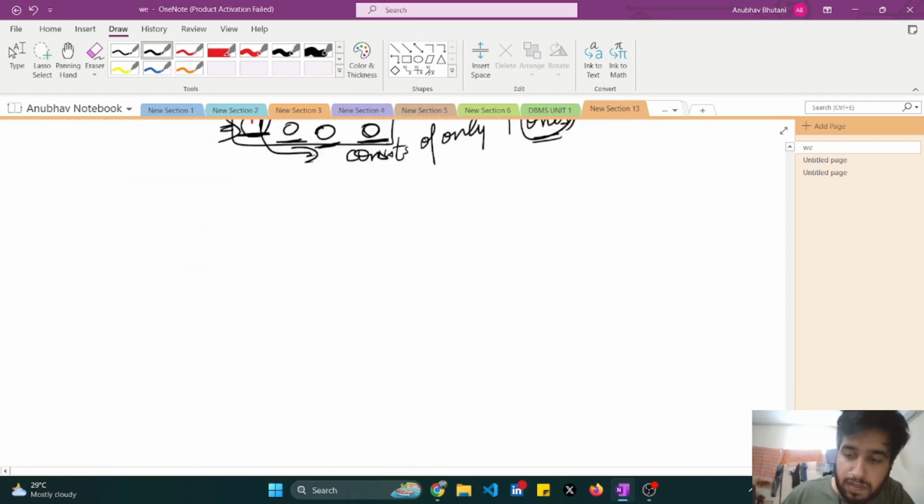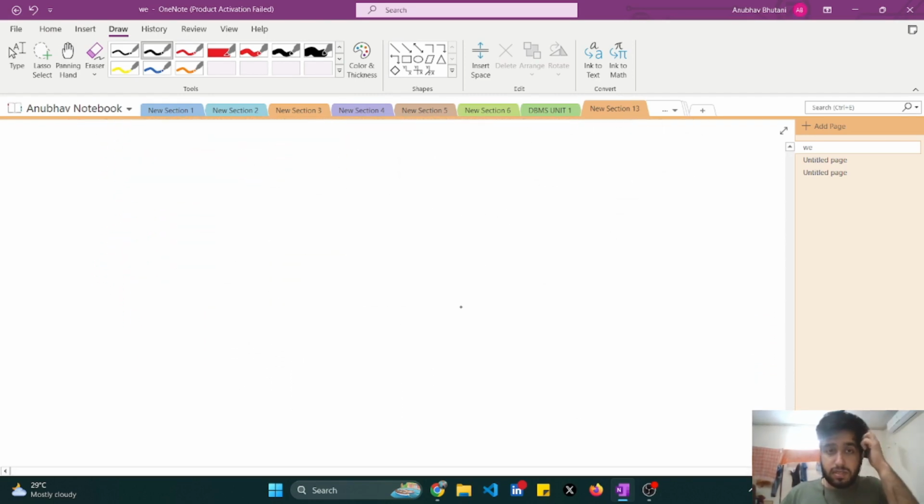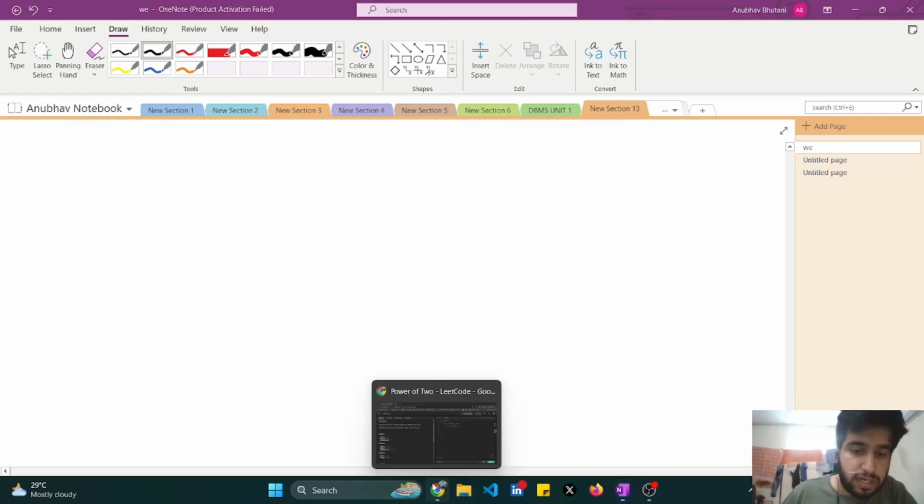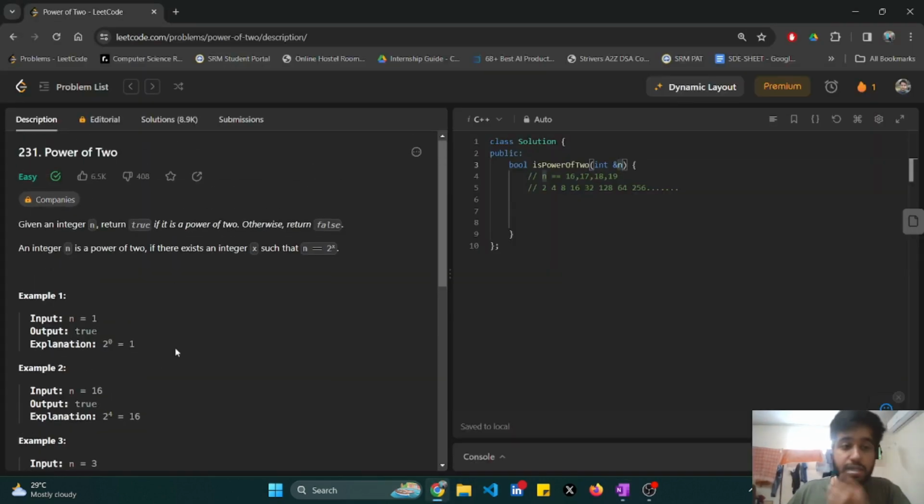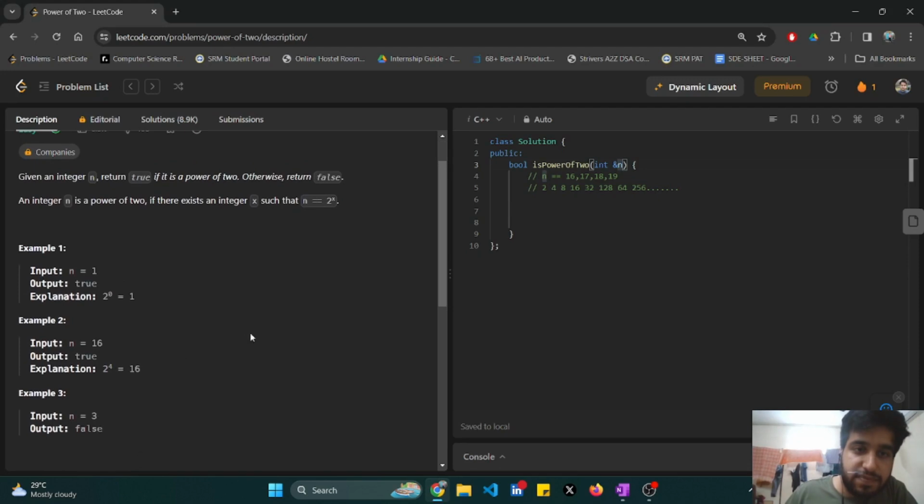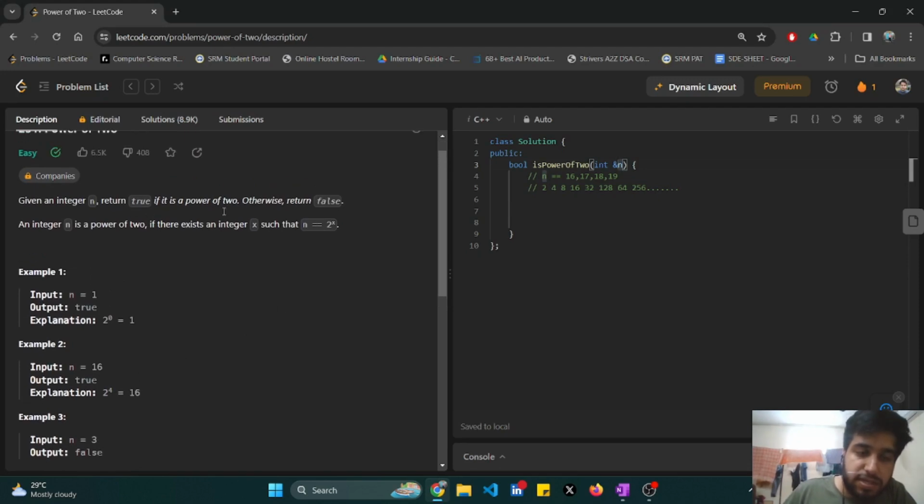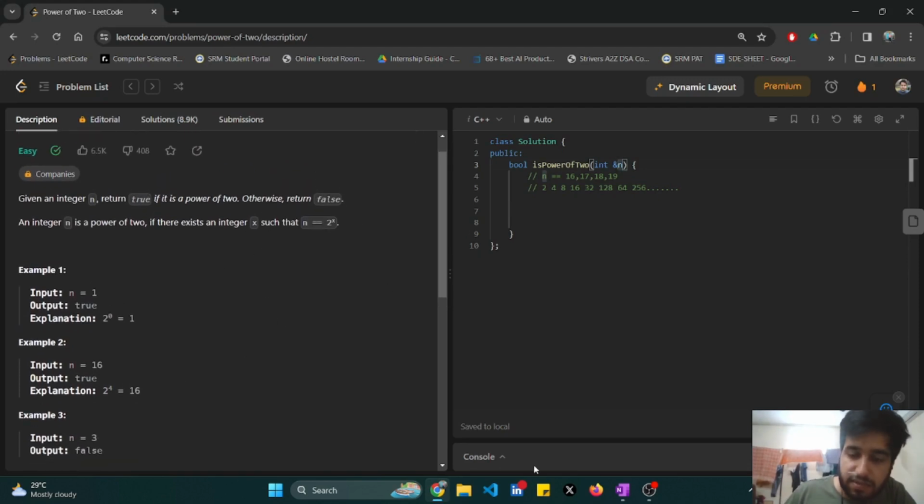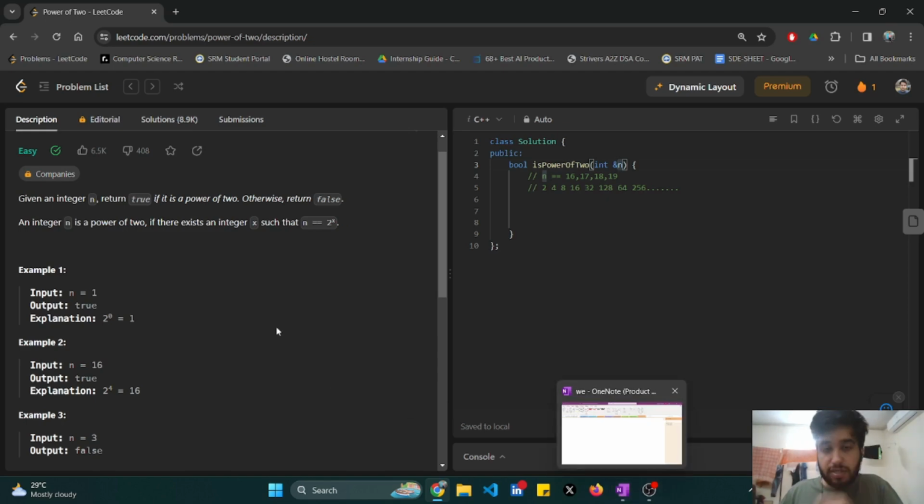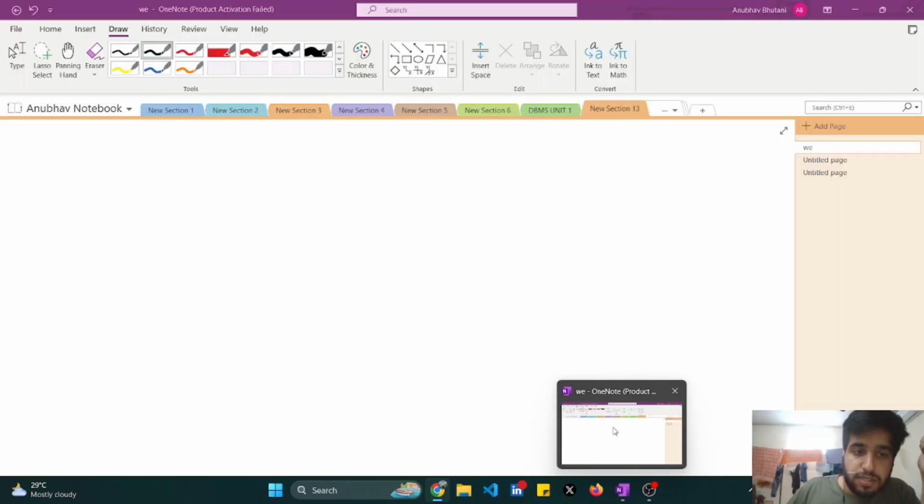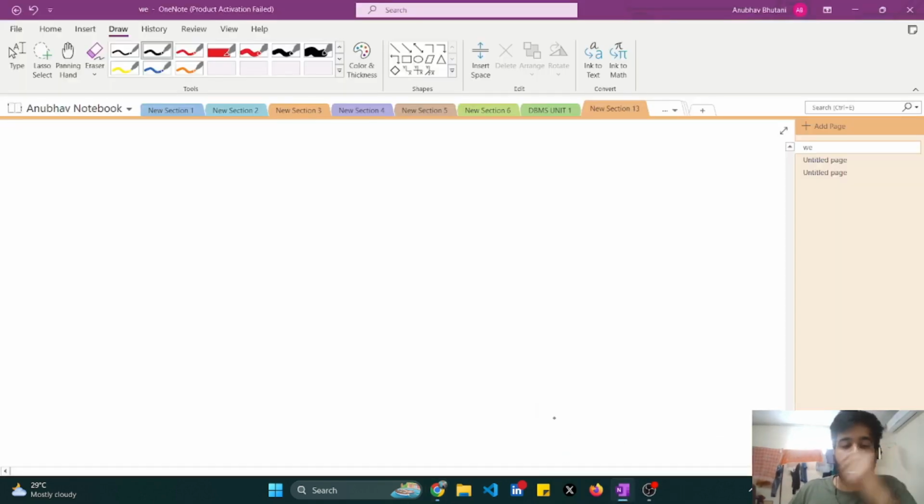Binary representation of a number. Now I'll go back to the question, and what it says is we have to just return true if it is a power of 2, otherwise false. So I'll try to use this bit manipulation technique in this question.